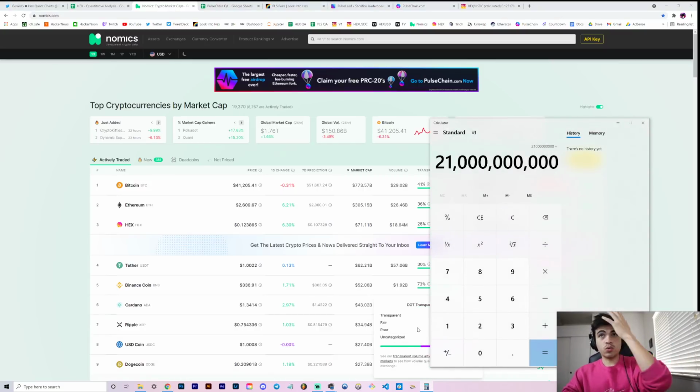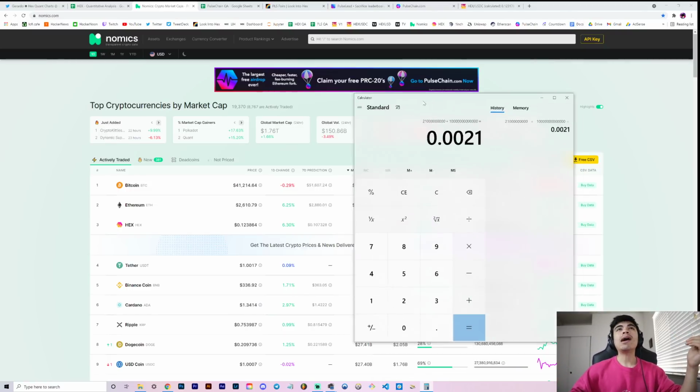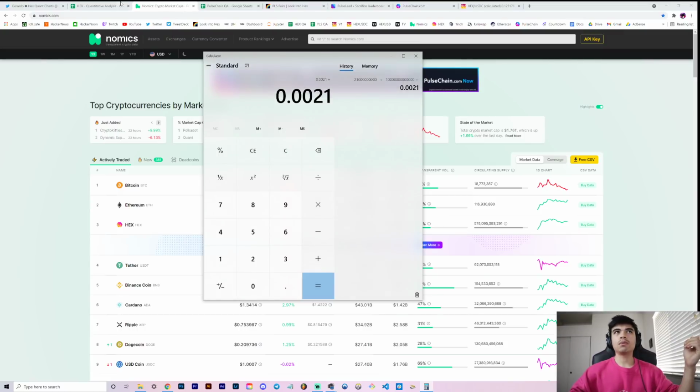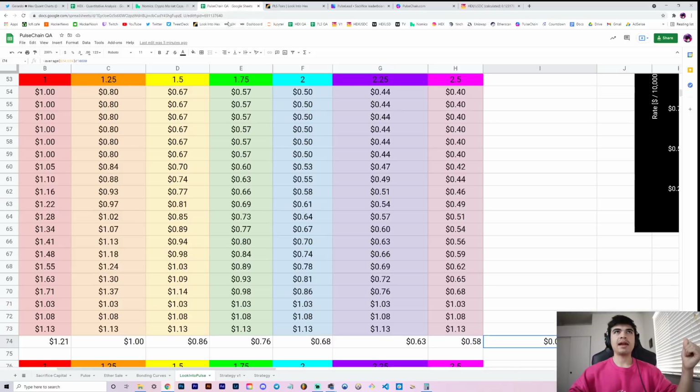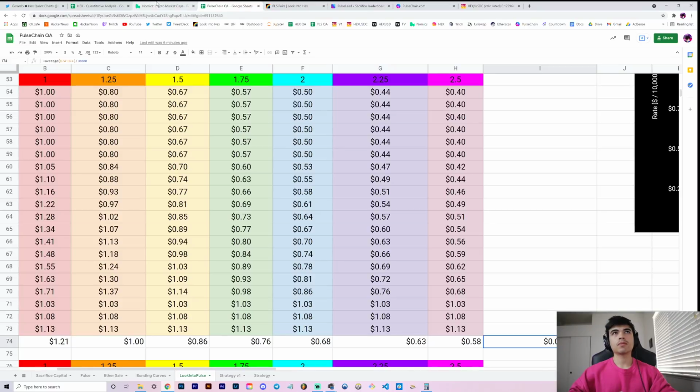So if you divide this 21 billion by 10 trillion, you're looking at 0.002, which is cool. I like this. Why? Because let's divide this by what a lot of people could have gotten their Pulse at, which is this number, 81654. Is that what it was? Yep. I'm just clicking all over the place.